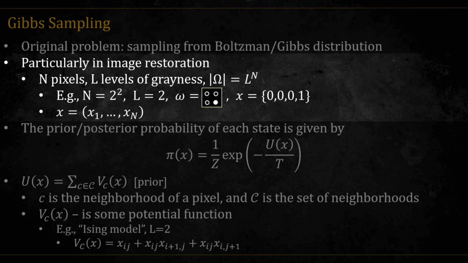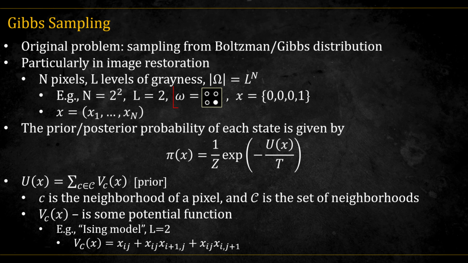So the setup is that you have n pixels, each with L levels of grayness. Your sample space omega contains therefore L to the power of n different configurations, which can be quite a lot. Here's a small example. Suppose we have a 2x2 image with only 2 levels per pixel, white or black. We can write down this state mathematically like this. More generally, we think of the pixels as random variables x1 to xn, drawn from a joint distribution.